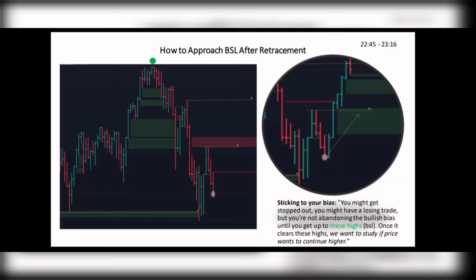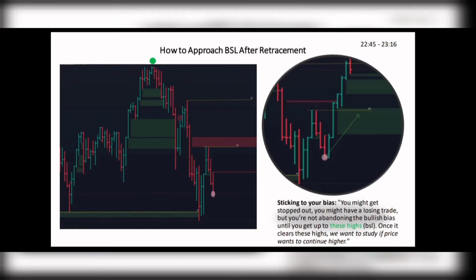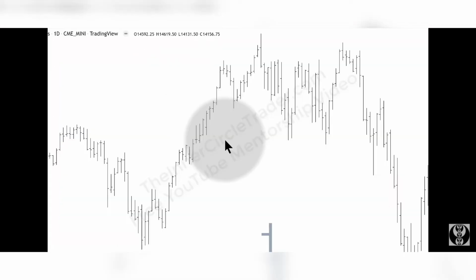I have a slide here that says how to approach buy-side liquidity after a retracement. How we approach buy-side liquidity is to stick to your bias. What this means is when we are bullish, we are less likely to have down closed candles, but we will still have down closed candles in a bullish trend. We're not going to abandon the logic that price is going to be magnetized towards these highs. In here, you might get stopped out. You might have a losing trade, but you're not abandoning the bullish bias until we get above these highs.